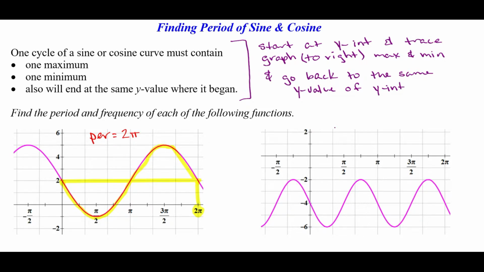So similarly on the second example, we're going to do the same thing. We're looking at a y-intercept of -4. I'm going to start tracing to the right. So I've got a minimum again and then a maximum. And then I want to go back to that same y value of -4. So I've got this horizontal line here. And where does this horizontal line end? It ends at pi. So the period of this function is pi.